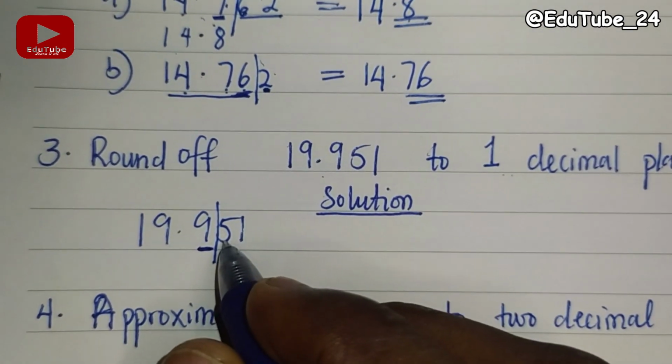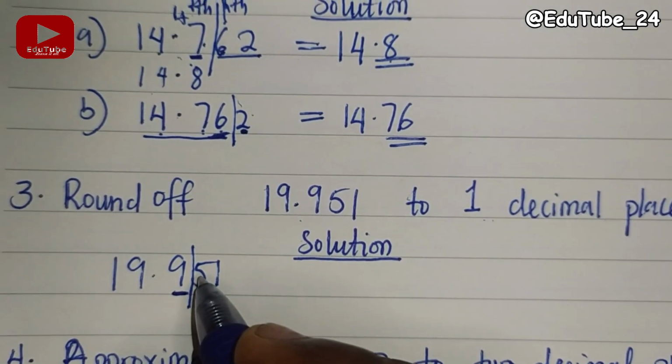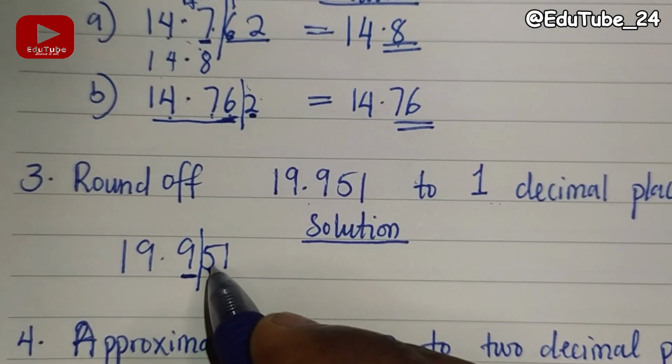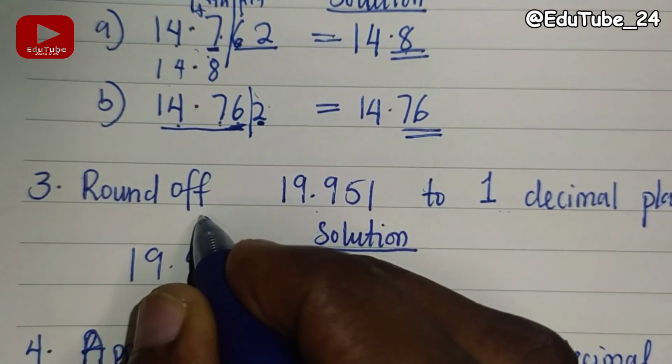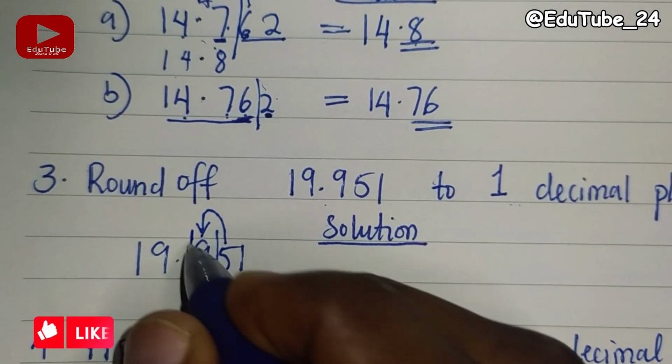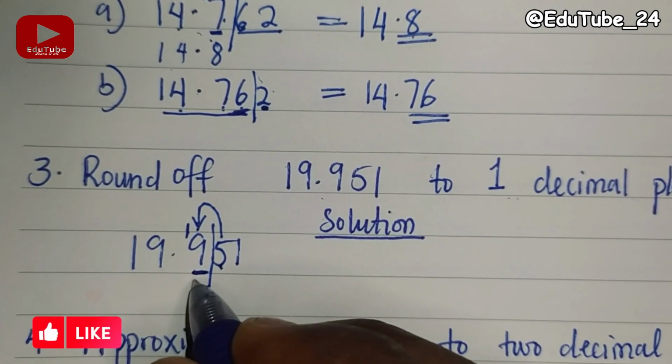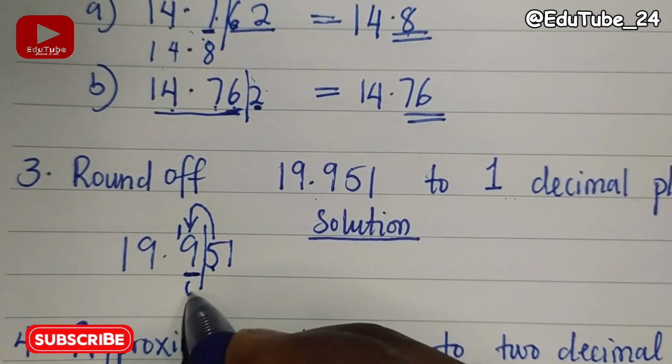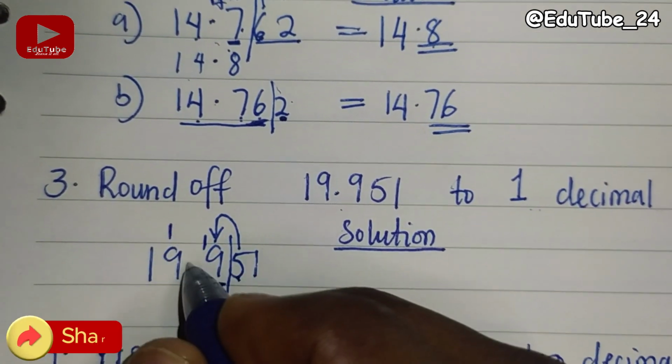So the nearest number to my 1 decimal place is this 5. So I will consider whether the 5 is between 0 to 4 or between 5 to 9, of course 5 to 9. So it's going to give out 1, and then if the 1 is added to this 9, the 9 will become 10.